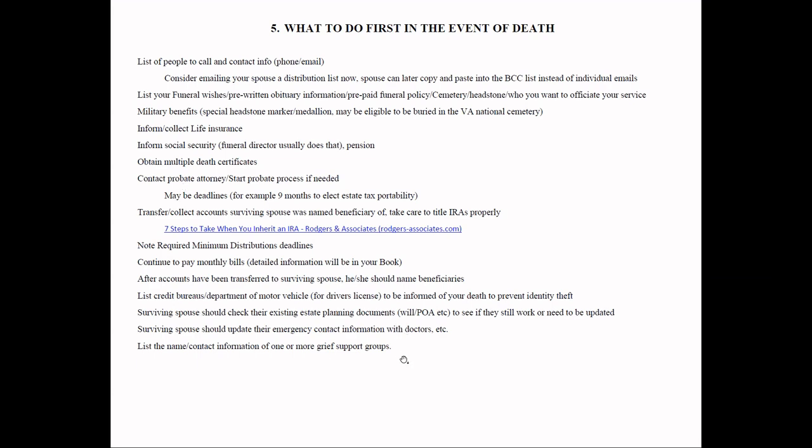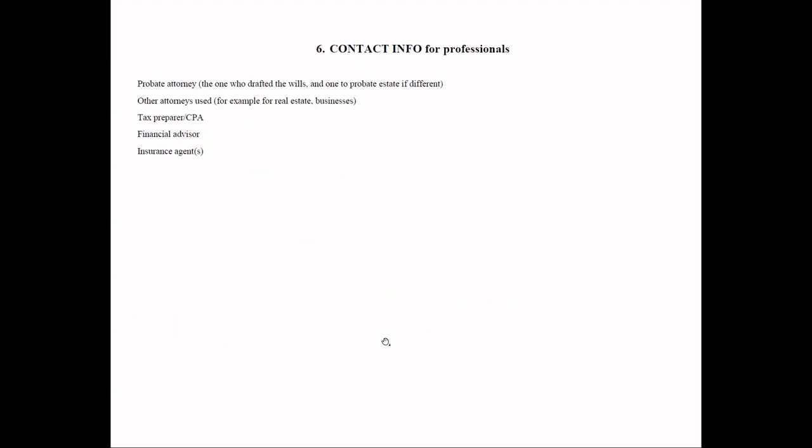Okay, this is a real short one. Just a list of contact information for professionals. On the first slide, we had contact information for friends and family to inform them. But this is people that you or your surviving spouse may have to work with: the probate attorney, the one that drafted the wills, and then it may be the same or a different attorney that you recommend. You may have one picked out that you want to probate the estate.